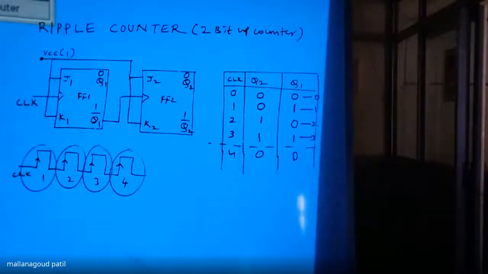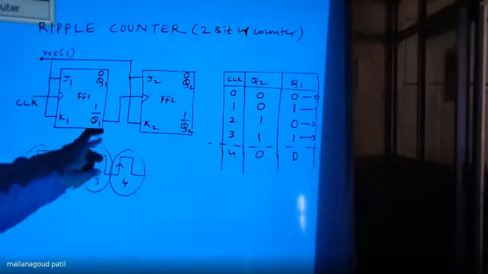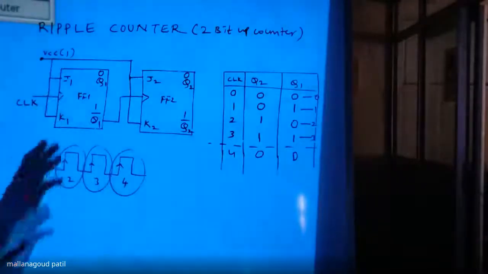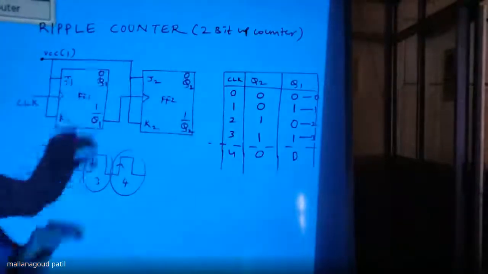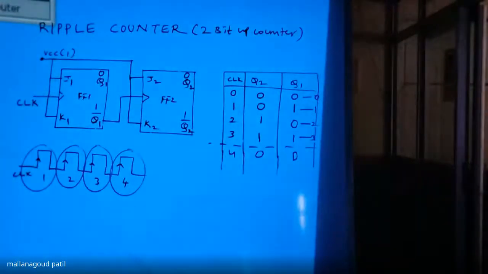Then it counts 4, 3, 2, 1, 0, or you can say 7, 6, 5, 4, 3, 2, 1, 0, a down counter. In this way, you will be designing the up counter. If I want 3 bits instead of 2 bits, you can connect one more flip-flop.